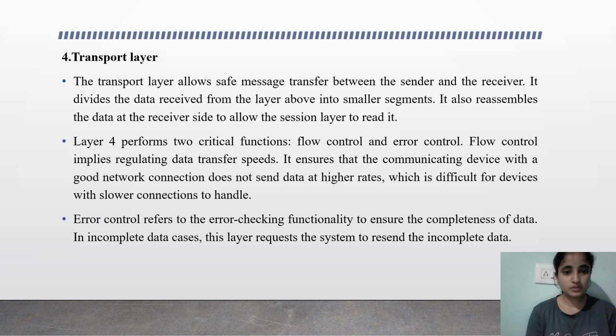Layer 4 performs two critical functions, that is flow control and error control. Flow control implies regulating the data transfer speeds. It ensures that the communicating device with a good network connection does not send data at higher rates, which is difficult for devices with slower connections to handle. Error control refers to the error checking functionality to ensure the completeness of the data. In incomplete data cases, this layer requests the system to resend the incomplete data.